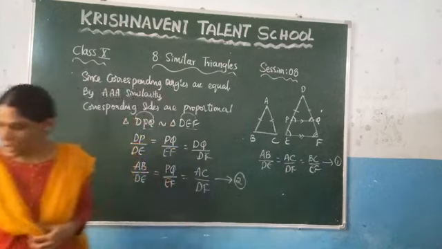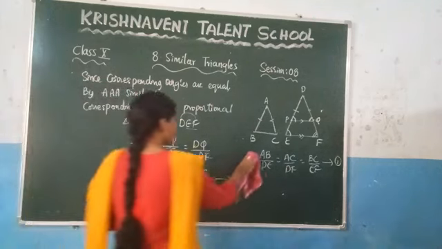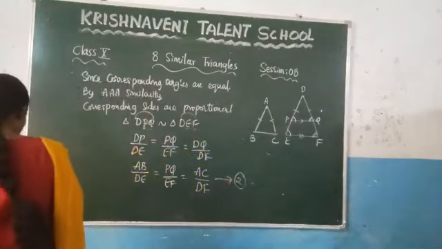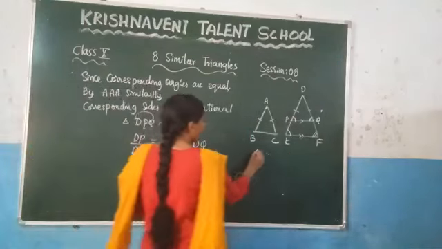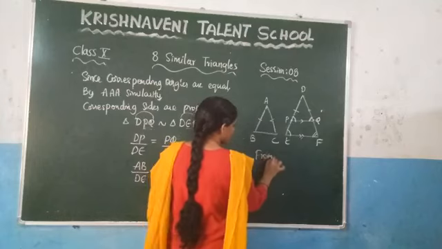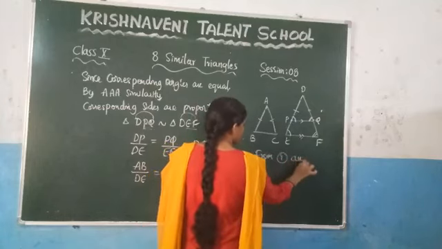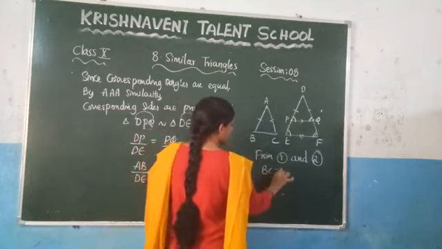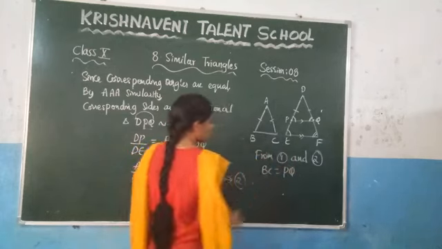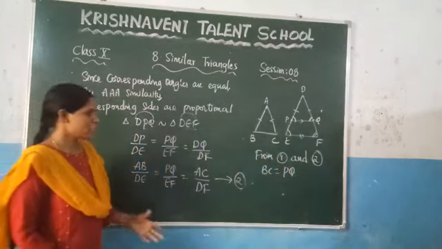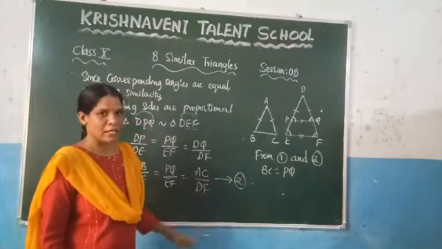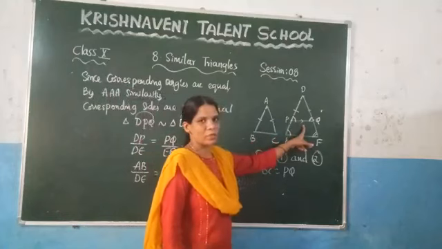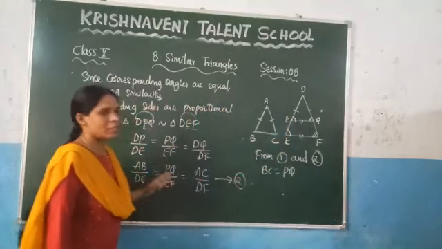So here now write it here after comparing equations 1 and 2. From 1 and 2, what we got here? We got BC is equal to PQ. This is what we need to prove. Just now at the starting only I have told what we need to prove. We need to prove BC is equal to PQ. For that reason we have done all these things.